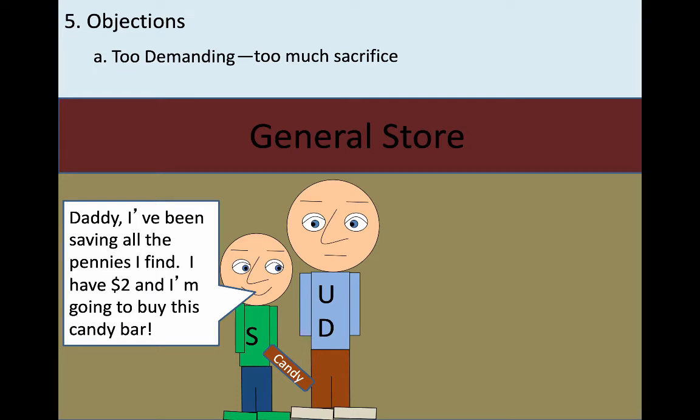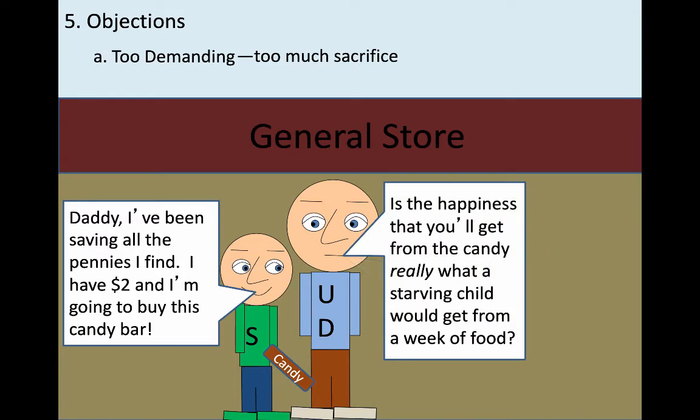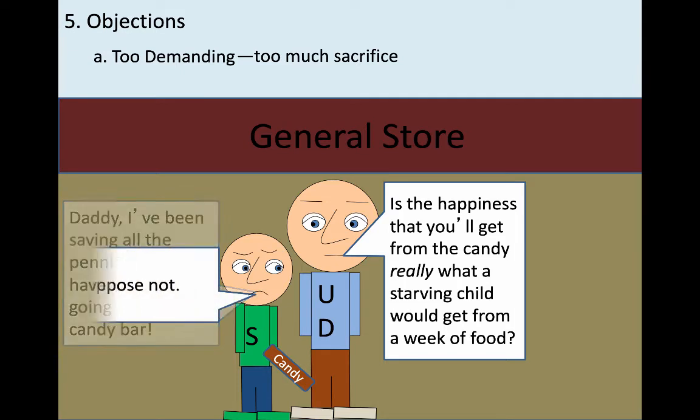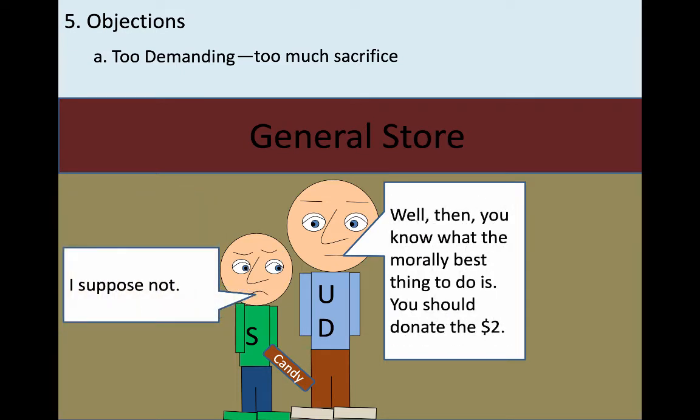And the son says, "Daddy, I've been saving all the pennies I can find. I have $2 and I'm going to buy this candy bar." And the dad says, being a utilitarian, "Look, if you donate that $2, it could feed a starving child in a country for weeks. Is the happiness that you'll get from the candy really what a starving child would get from a week of food?" And the kid says no. And the dad says, "Well, then you know what the best thing to do is. You should donate the $2." And the kid says okay and donates the $2.